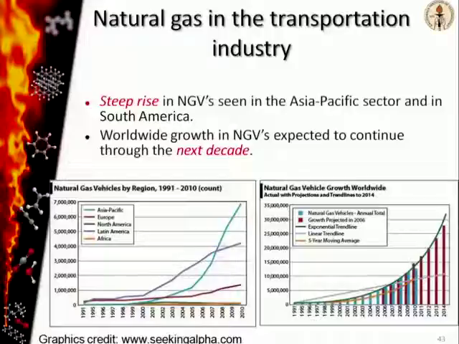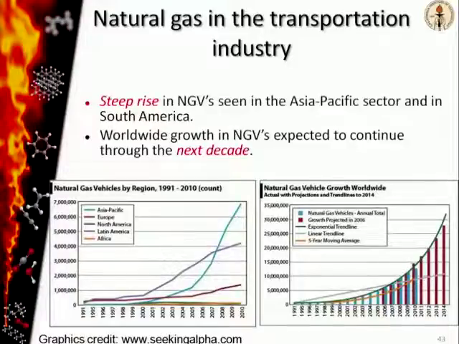Just to go over the current use of natural gas vehicles in the transportation industry, we saw that not much natural gas is used in vehicular transport in the United States, but worldwide it's not the same case. In this plot you have the number of natural gas vehicles by region for Asia Pacific, Europe, North and South America, and Africa over the course of a number of years.